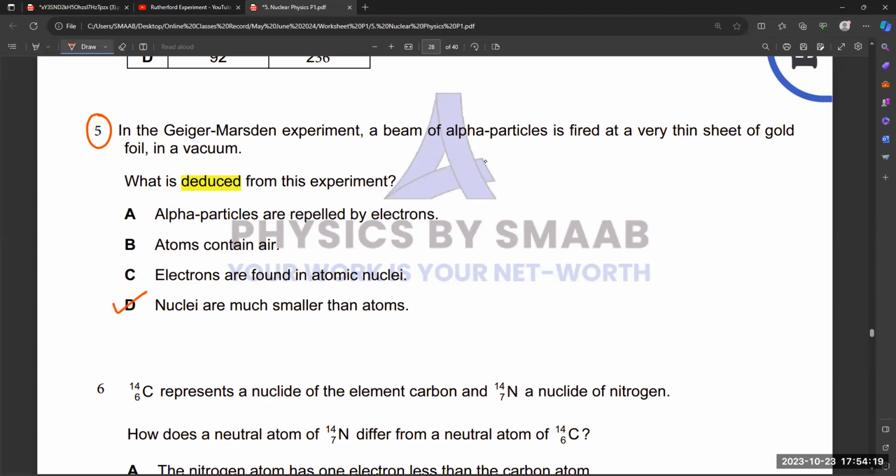Because in the first option that is given, alpha particles are repelled by electrons. That is not possible. Atoms contain air. This is not mentioned in the experiment. Electrons are found in atomic nuclei. This is also not part of that theory, because electrons are moving around the nucleus, not existing in the nuclei. And nuclei are smaller than atoms. So this is the point that we deduce from that experiment.